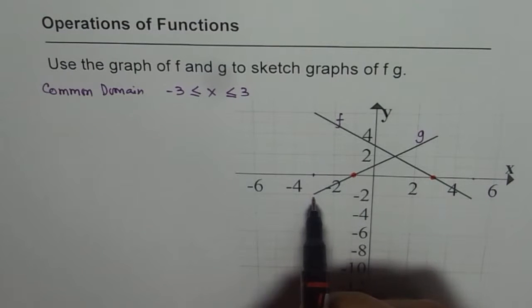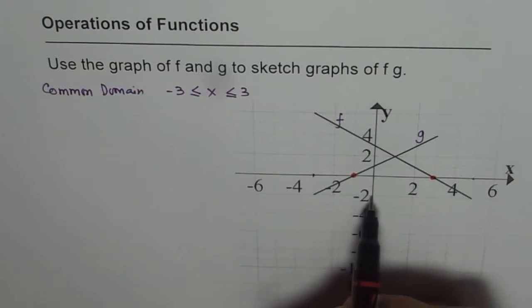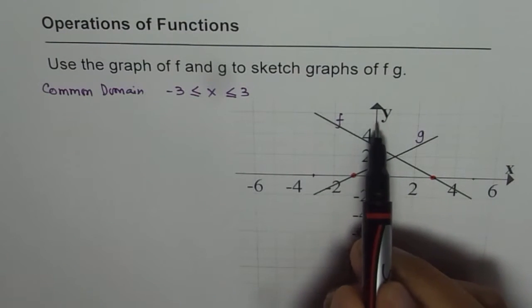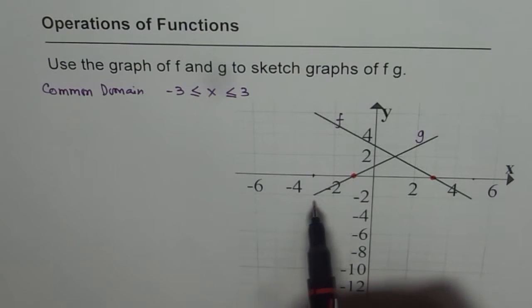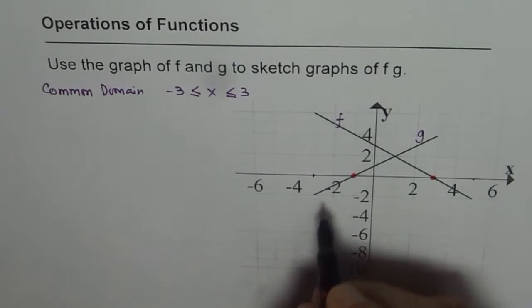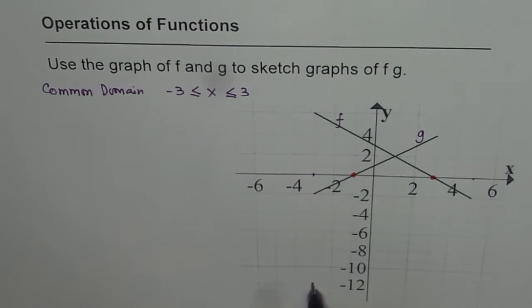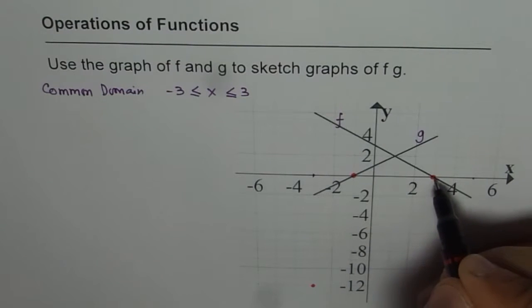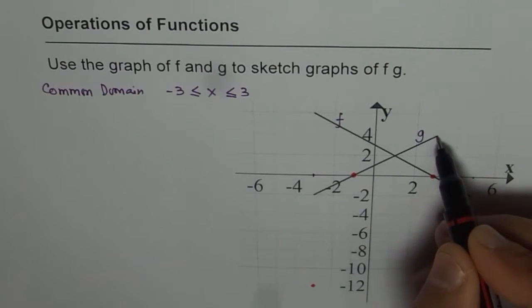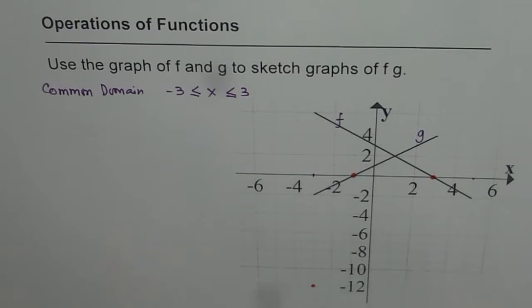Let me see what their value is going to be. At -3, the y value is -2 for g and 6 for f. If I multiply 6 and -2, I get -12. So I get a point corresponding to (-3, -12). Let's see the other extreme, which is 4 times 0, is 0. Correct. So we got some values.